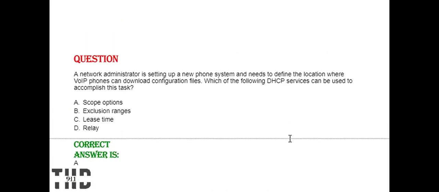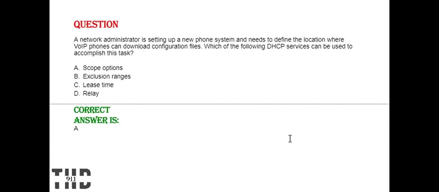A network administrator is setting up a new phone system that needs to define the location where VoIP phones can download configuration files. Which of the following DHCP services can be used to accomplish this task? Option A, scope option. Option B, exclusion ranges. Option C, lease time. Option D, relay. Option A is correct.